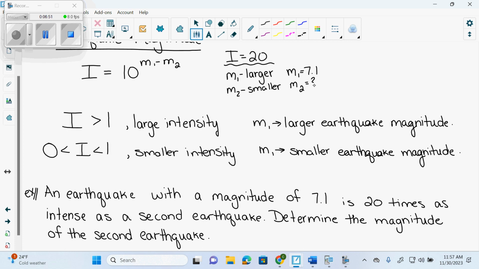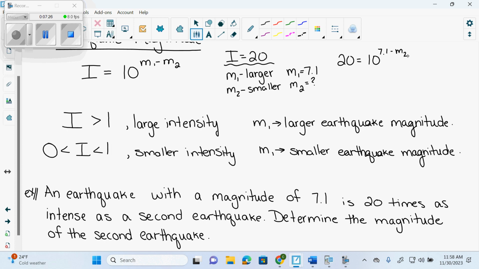Now, sometimes they give me the bigger, and sometimes they give me the smaller. There's no saying you have to do the bigger or have to do the smaller. The catch, though, is that if your intensity is greater than 1, M1 is the bigger, and if your intensity is between 0 and 1, M1 is the smaller, right? So we have to decide which one they gave us. So let's fill it in. So we get 20 equals 10 to the M1, which is 7.1, minus M2.